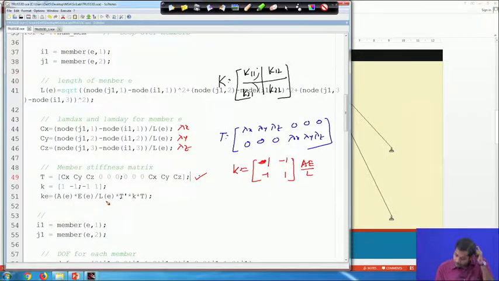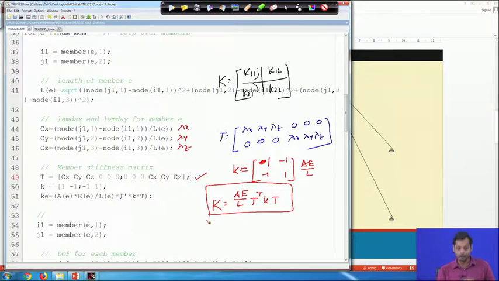Now, if you recall, the global stiffness matrix, meaning the stiffness matrix with respect to the global coordinate system, was AE by L times T transpose k into T, right. This is the expression for the stiffness matrix and this operation is performed here. So, this is the member stiffness matrix with respect to the global coordinate system.